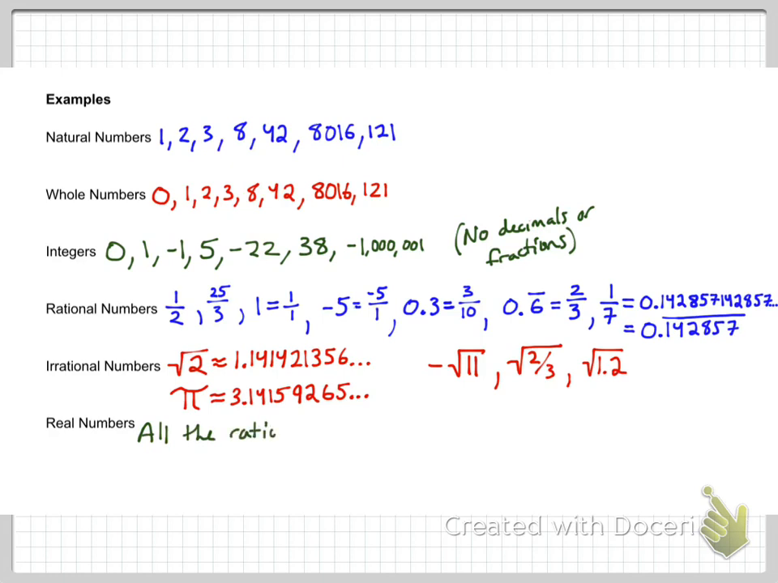Now, real numbers include all the rational and irrational numbers. So all the numbers, in fact, the natural numbers, the whole numbers, integers, all of them that are written here are all examples of real numbers. So I'm not going to write them down again because we'd just be writing down all the same stuff that we've already written down.